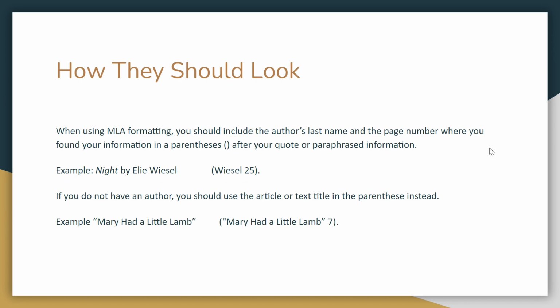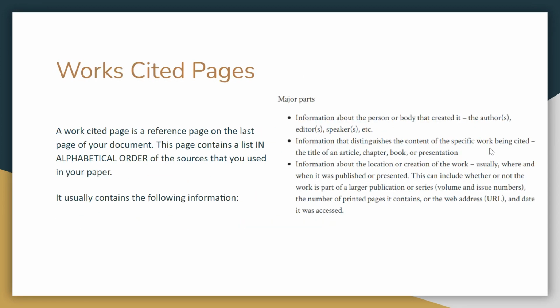So this is how they look. If you know the author of the manual or the book that you're using, you would have their last name in parentheses and the page number of that information. If you don't have an author, you would use the article or text title in the parentheses instead. "Mary had a little lamb," for example, with the quotation marks around it.